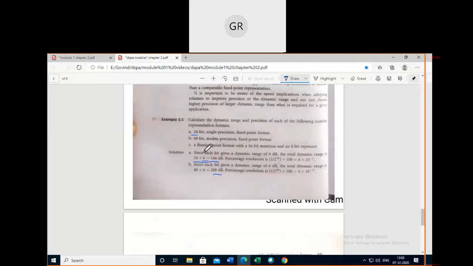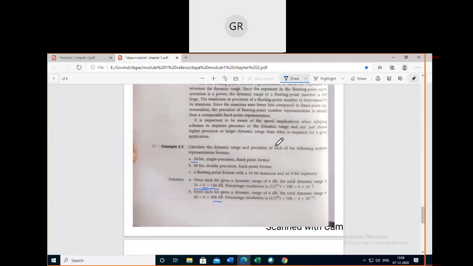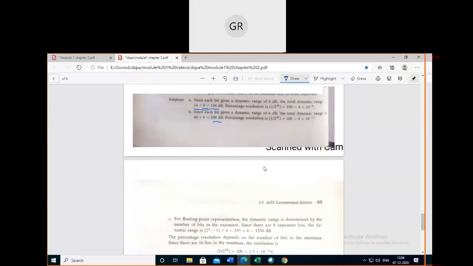If it is the third one, a floating point format with 16-bit mantissa and an 8-bit exponent. In this case, we discard, you can make f equal to 0. F and s equal to 0. They mentioned it here.